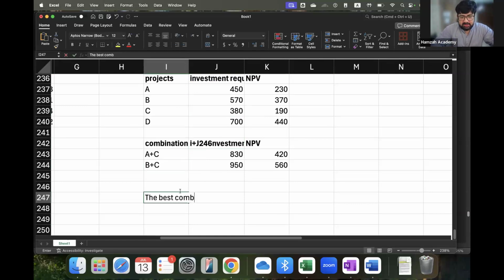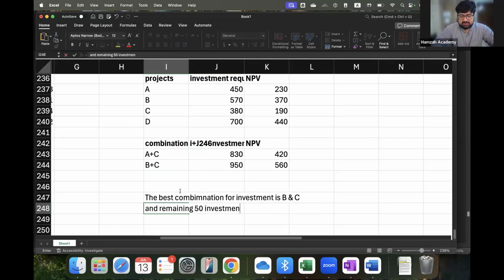The best combination for investment is B and C. And the remaining 50 investment will be available to the business. Remaining funds to the business. They can invest somewhere else. That's how indivisible projects are dealt with.